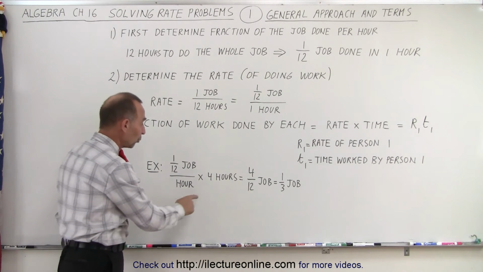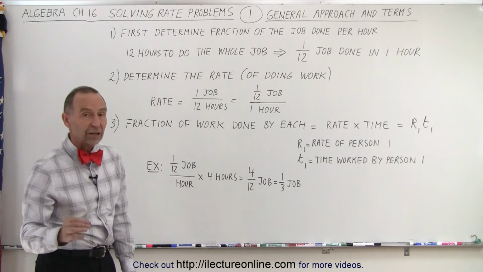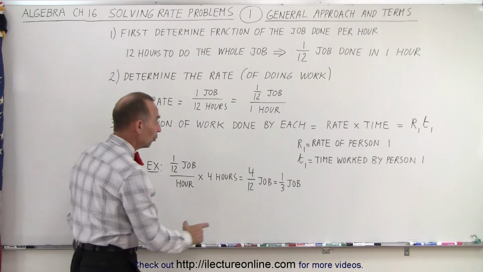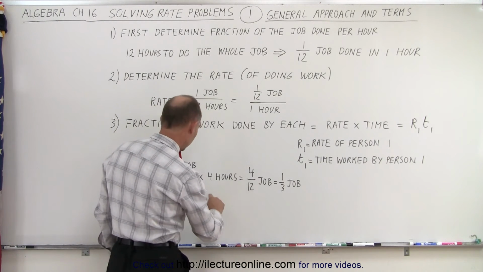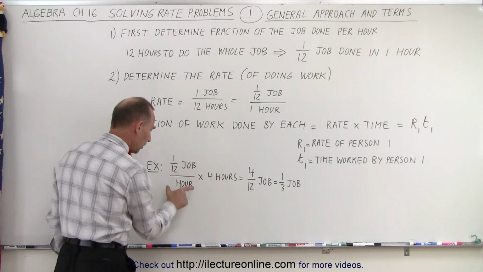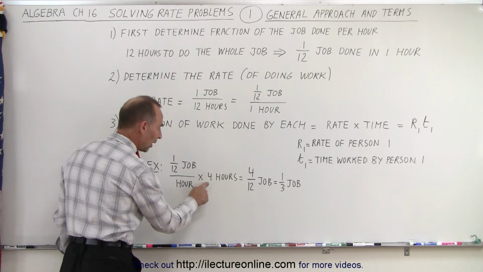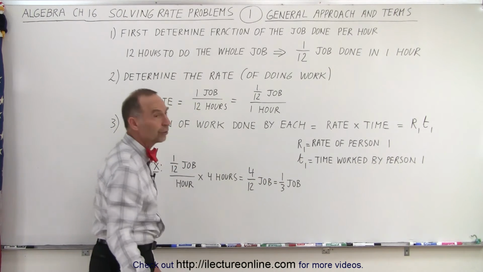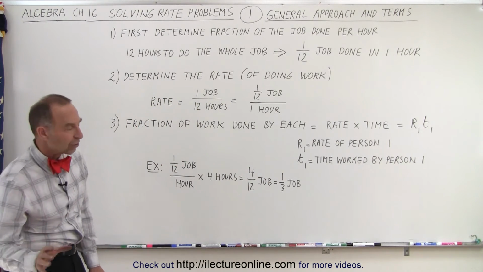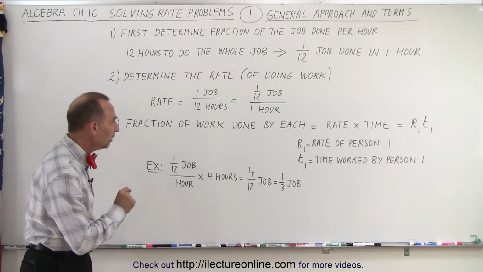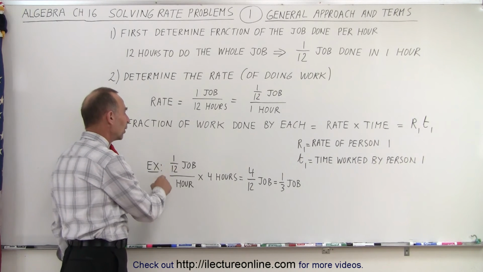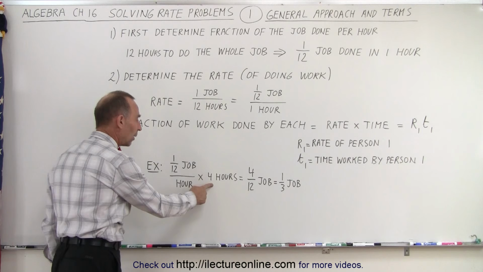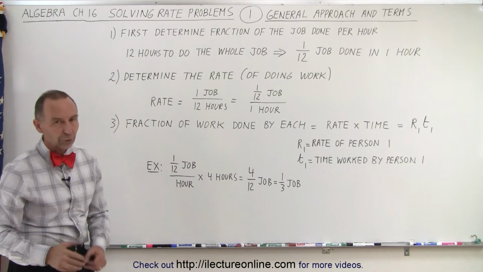And let's say that person works for 4 hours. The fraction of the job done by that person is the rate, which is 1/12 of a job per hour, times the time, which is 4 hours. 4 times 1/12 is 4/12, or 1/3 of the job. Which means the fraction of the job that can be done by person one, who has a rate of 1/12 of a job per hour, working for 4 hours, is 1/3 of the whole job.